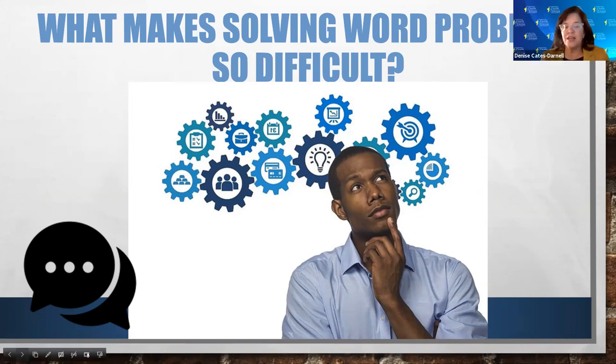So I'd like to take a moment and shift just a little bit about one very specific thing that seems to be really difficult. Not only is it difficult for our English learners, it's difficult for all of our students, but particularly for English learners, and that is solving word problems.